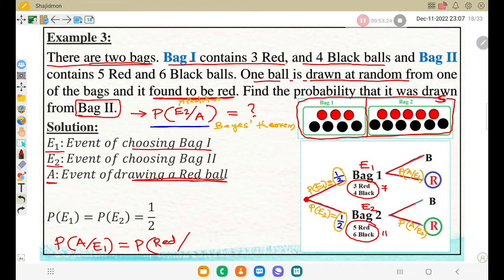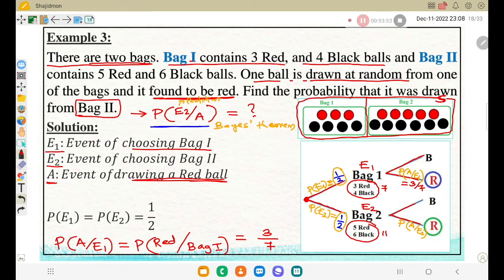Red ball given that it is from bag number 1, E1. E1 means bag number 1. So what is the probability of a red from bag number 1? That answer you can write here. Bag number 1, how many red balls are there? 3 red balls, divided by that bag totally how many balls are there? 7 balls. So this is the probability, 3 divided by 7 we can write.